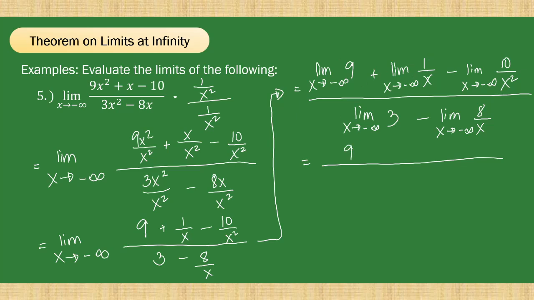Tapos ito, kapag naka-fraction at may denominator na x or kung ano mang x squared, x cubed, ito ay automatic na 0 according to the theorem, as well as this third term in the numerator, dahil naka-fraction siya, this is minus 0. For the denominator, we have here a constant, limit of a constant 3, minus 0. So the result will be 9 over 3, na kapag ni-lowest term or dinivide, the answer is 3. So, ito yung limit ng ating f of x for example number 5.